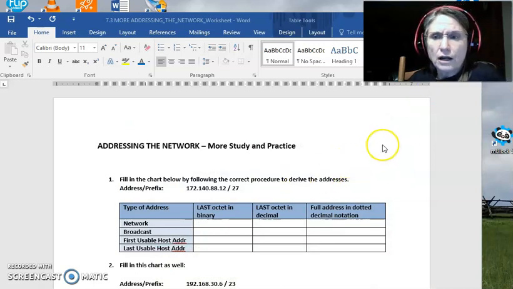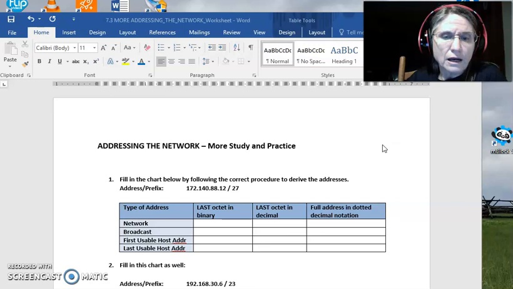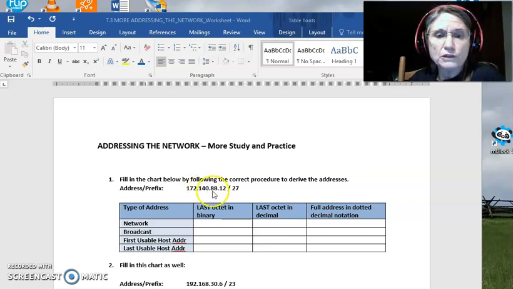Let's look at 1 or 2 examples for practice. So here we have a random address, 172.140.88.12 in what we call the /27 notation. And we are asked to find the network address, the broadcast address, and then the first and last usable host address.